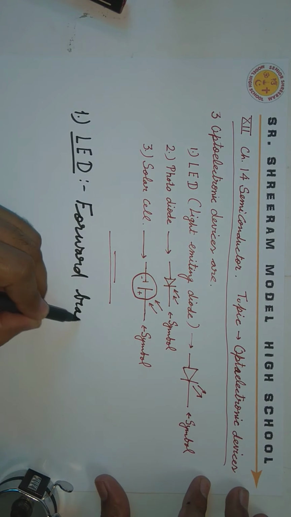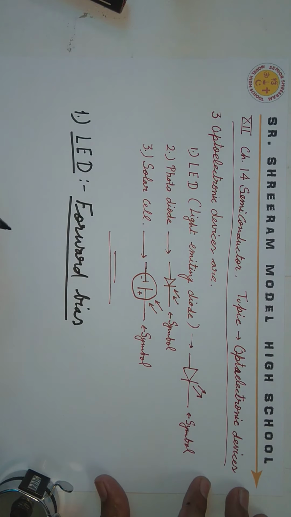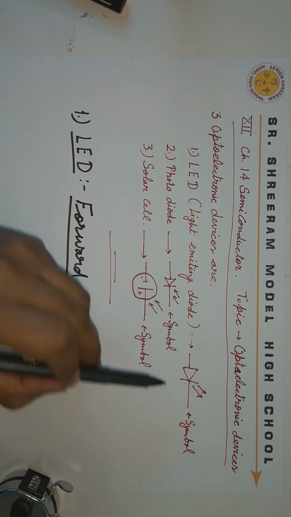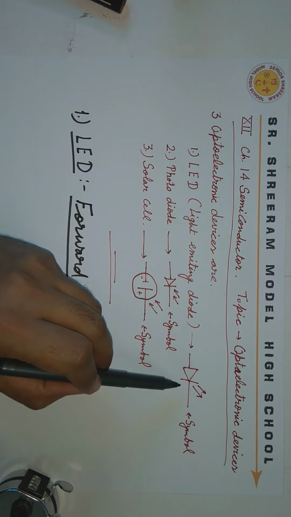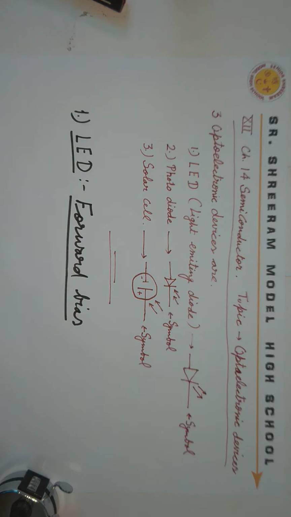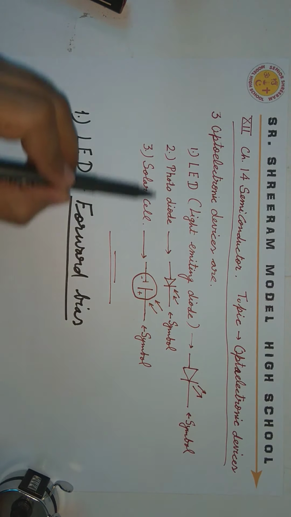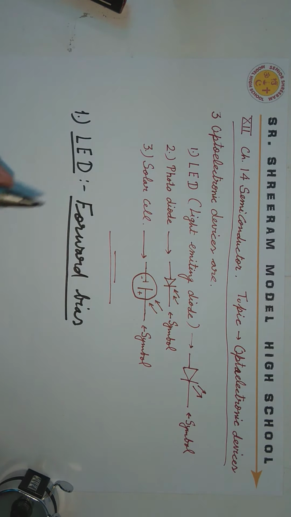Forward bias. Okay, it cannot operate in reverse bias. So we must remember this fact that light emitting diode operates in forward bias. So what happens, there is a junction. As we see, there is a junction where P and N meet. So when we give voltage to this LED, then free electrons cross the junction and fall into holes.